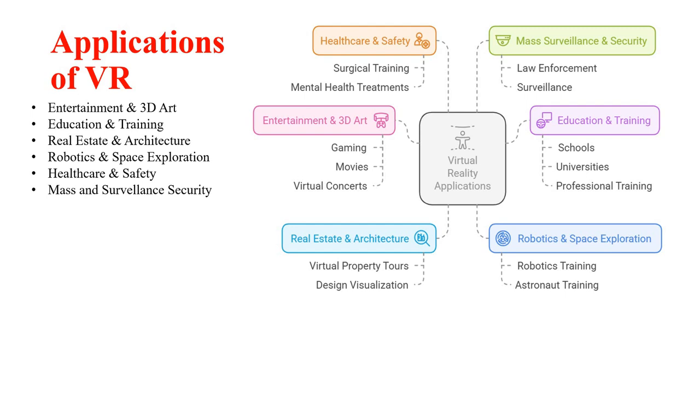Then you have health care and safety. So here VR helps in surgical training, then therapy and mental health treatments. And these are used for health and safety training in industries like mining, firefighting, and disaster response. And you have mass surveillance and security, where VR is combined with artificial intelligence. It is used in law enforcement and surveillance for crime prevention and monitoring public spaces.